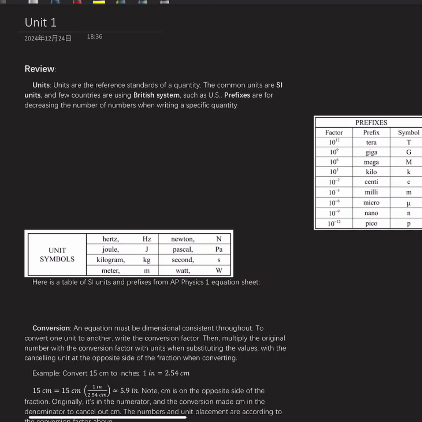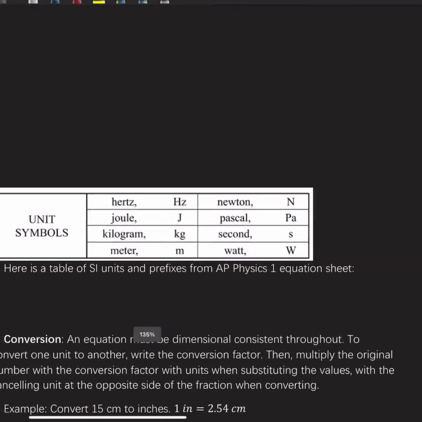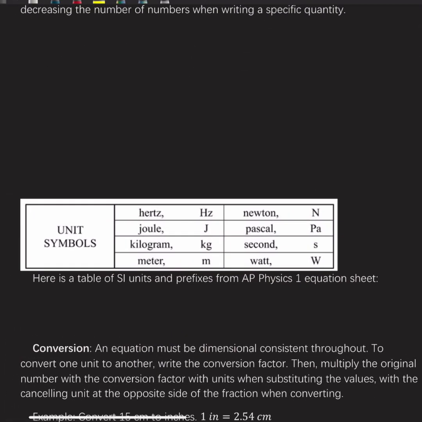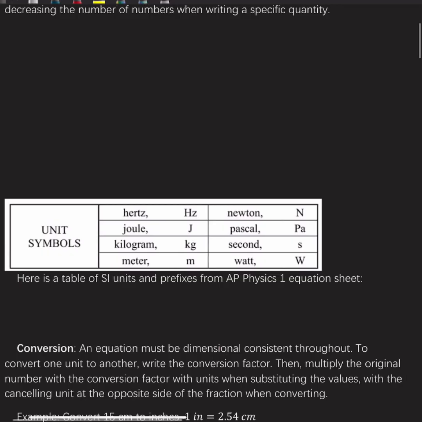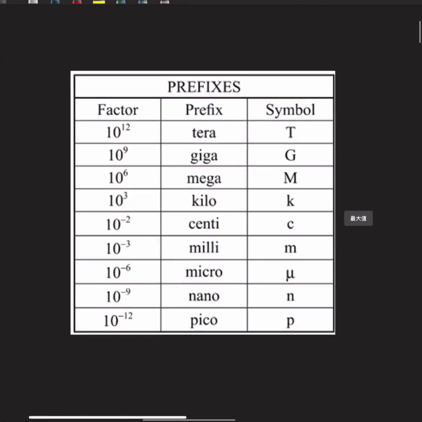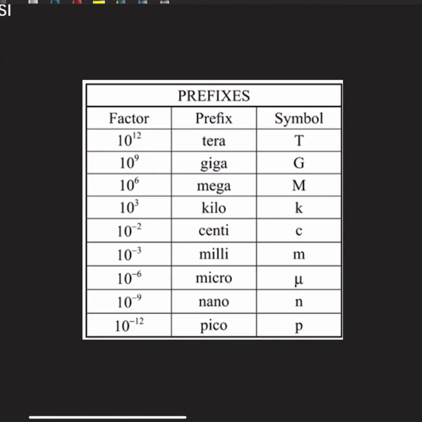And it's given in the equation sheet right here: hertz, joules, kilogram, meter, Newton, Pascal, second, and watt. And here are the common prefixes given in the equation sheet.